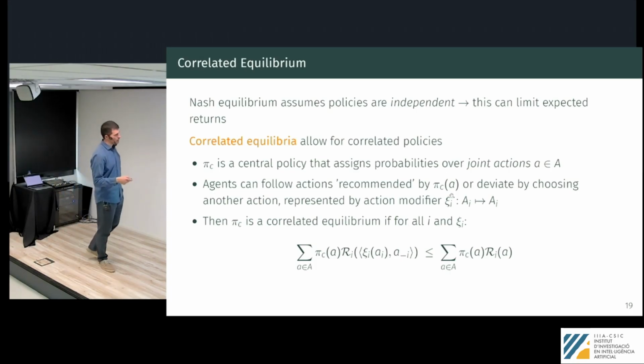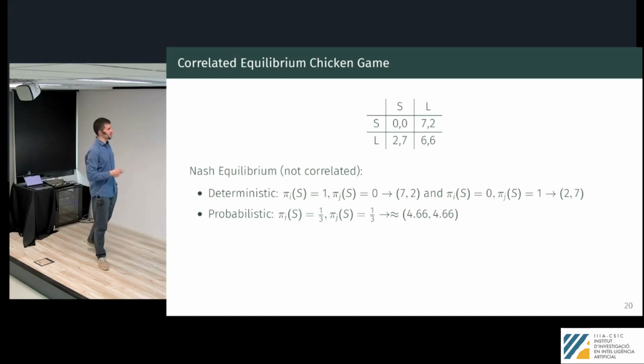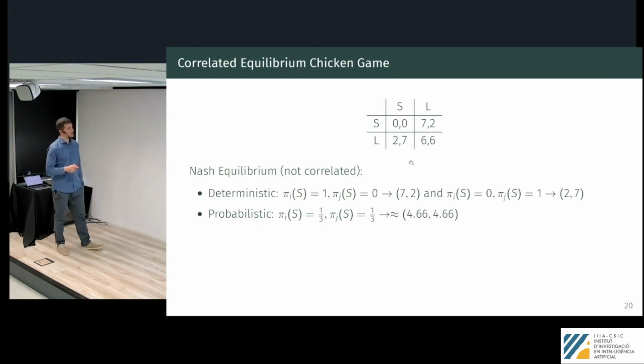So it means that for all of the possible action modifiers, they will not be able to improve their expected return on average. This maybe looks a little bit complicated. Let's look at an example here. Again, there's a game that we put in here just as an example. In this particular case, let's look first at the Nash equilibria, which are not correlated, so they're the standard Nash equilibrium.